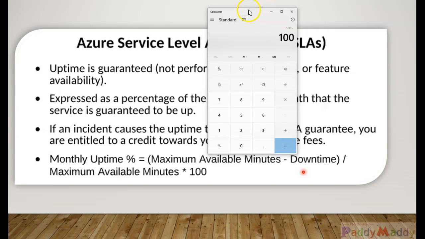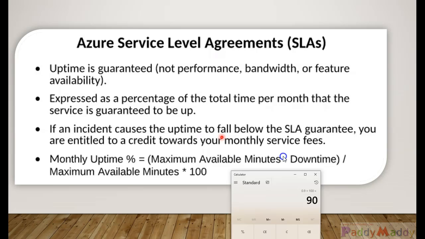Let's take maximum available minutes as 100 minutes, and say there was 10 minutes of downtime as an example. So I'll just subtract 10, and you get 90. Whatever value you get, the 90, is divided by the total available time, which in this case was 100. So you would get 0.9. Again, that is times 100, so I'll multiply by 100. That's 90 percent, which is the available time.